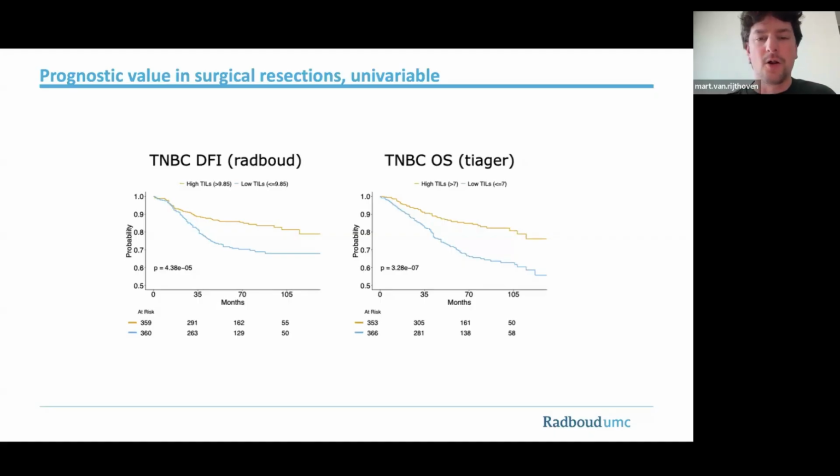But basically all methods performed similarly on TNBC. So this was a very nice result, also showing that these CTILS methods are really able to make these two groups. These groups were defined on the median TILS values for each. Yeah, so that was a nice result.